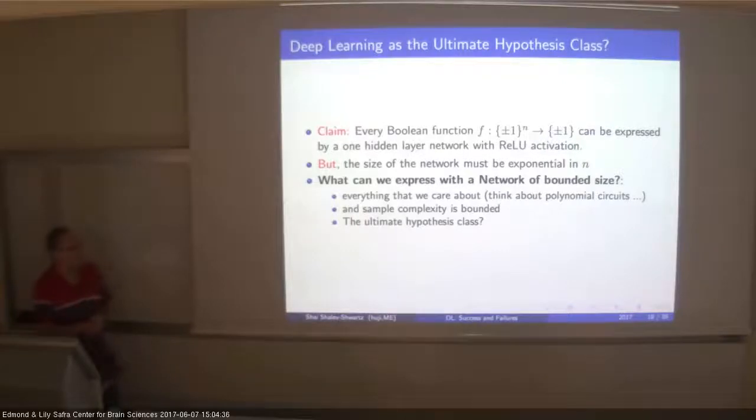And the reason is that these are the functions that later, after we finish training, we can run in polynomial time. We shouldn't care about functions that express reality very, very well but take forever to run at test time, because we will not be able to do anything with such functions. So if we restrict ourselves to functions that we can run efficiently at test time, then networks of bounded size contain this class. Is this clear?